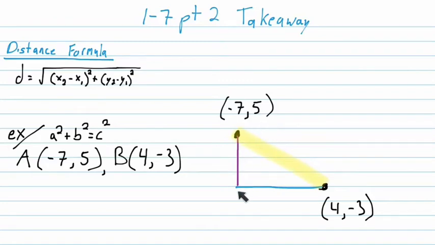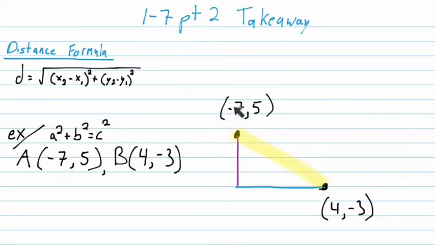Okay, so the horizontal distance. How far away horizontally is this point and where this point would be if it was down here? Basically the question is, how far away are the x coordinates? How far away is -7 to 4? How far away are they? Yes, Michael. 11 units, yeah.